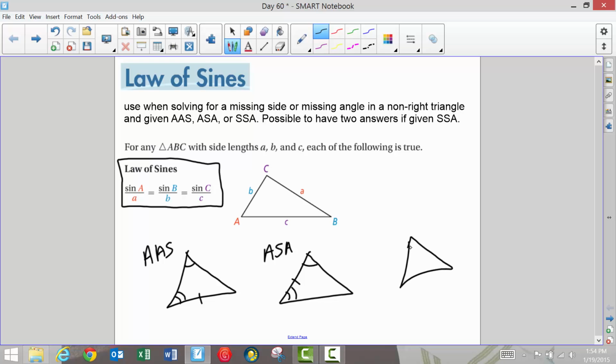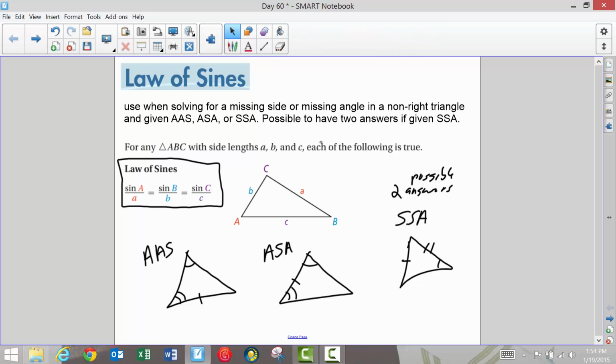Or if you have side angle, and here is side angle. So here the angle is non-included. So here you will have two answers, or it's possible. Not always going to be two answers. So it's pretty straightforward, and again, you only use this with non-right triangles. So let's get right to the examples.